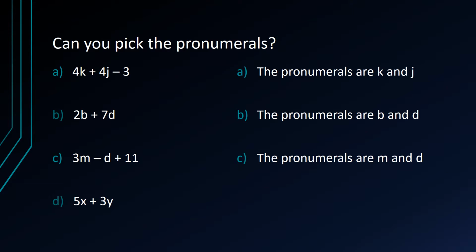Next. 3m minus d plus 11. The pronumerals here are m and d. And finally, if your expression is 5x plus 3y, your pronumerals are x and y.